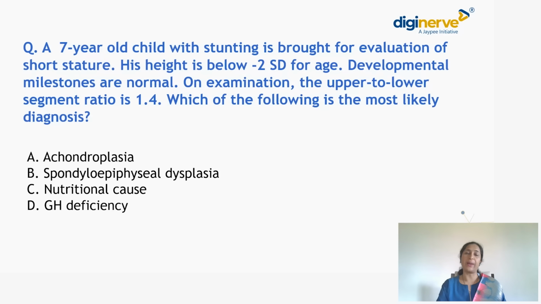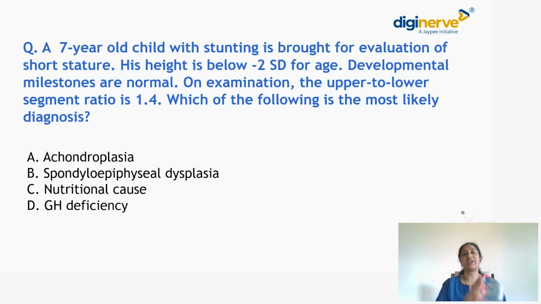On examination, the upper segment to lower segment ratio is 1.4. When they say 1.4, it means 1.4 is to 1. Upper segment is 1.4 and lower segment is 1. Which of the following is the most likely diagnosis? A. Achondroplasia. B. Spondyloepiphyseal dysplasia. C. Nutritional causes. And D. Growth hormone deficiency. Now, very clearly, this is from your chapter of anthropometry and short stature.